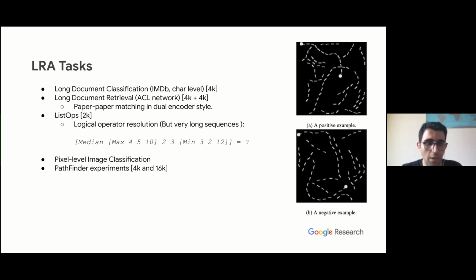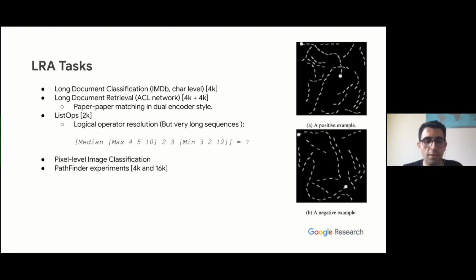logical operation. And then the other one was pixel level image classification, which is simply CIFAR, but the model is supposed to work on a set of pixels instead of patches or any other thing. So the sequence length is pretty long, and also generalization is super hard in that.